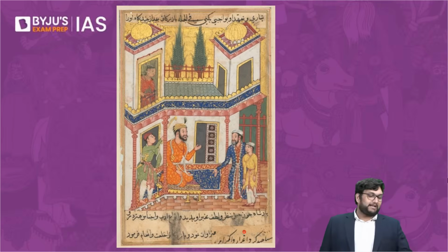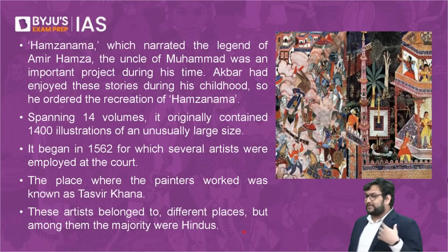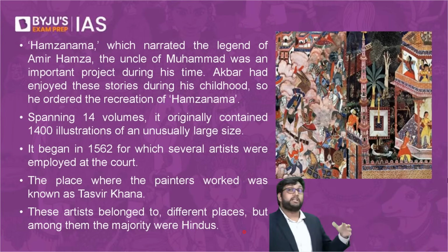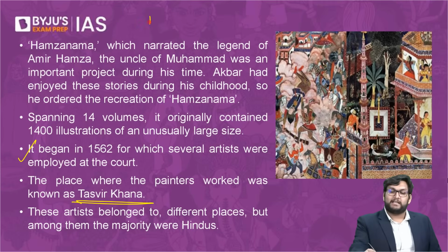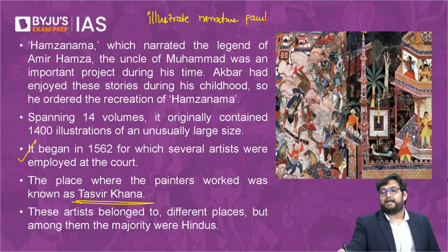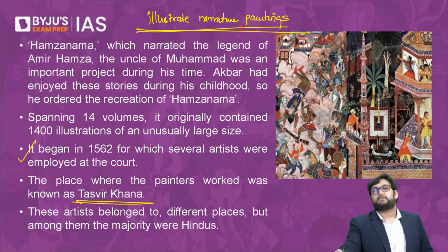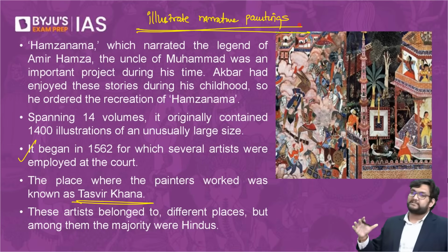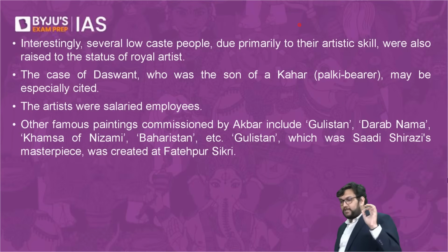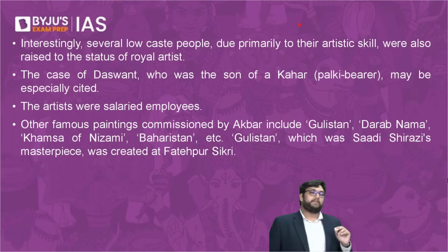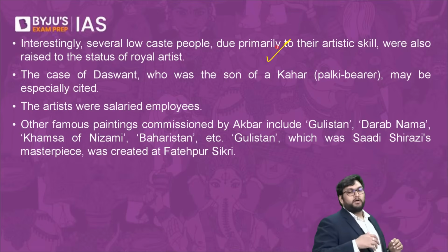So what Akbar does through commissioning Hamzanama, which is 1400 illustrations, and different other texts which were produced as images, is called illustrated narrative painting. And basically, this is the term for comic books. Basically, you want to represent a story in images. And the majority of his painters come from a low caste background.